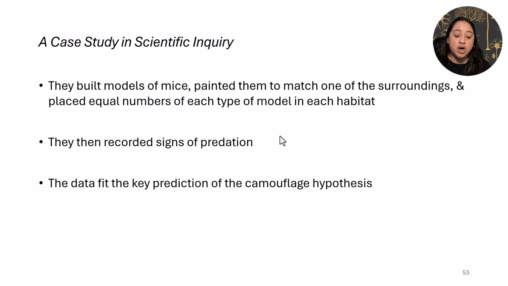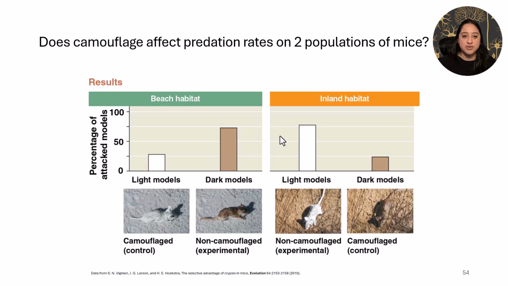In this case, they built models of mice. So instead of just putting mice in different areas, where you don't know how they're going to behave, they built models of these mice and painted them tan or a little darker brown. They painted them to match one of the surroundings and then placed equal numbers of each type of model in each habitat. And then they recorded the signs of predation. So how many times a predator tried to collect this mouse model. And what they found was that the data actually fit that key prediction of that camouflage hypothesis. So in the next slide, we see their actual results.